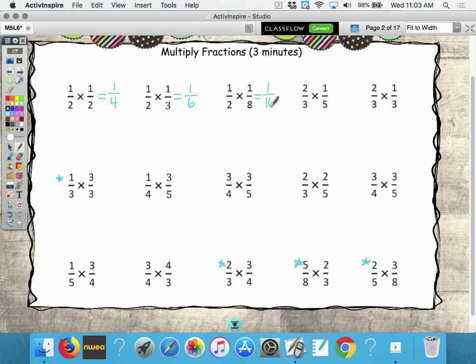So go through and solve those, and then we'll talk about the ones that need to be simplified. Maybe Cadence can share with us how she learned to simplify fractions.